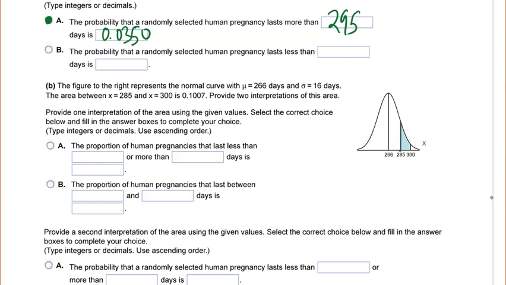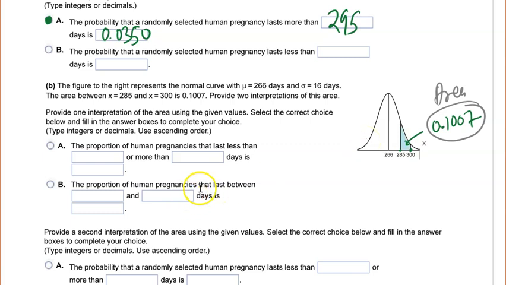And part B is similar, but you have an area between two values, 285 and 300 days. It gives you the area as 0.1007. Now this is the area between two numbers, and the numbers are days, right? For a similar question, interpret this number. What do you mean by this area? Again, you can interpret the area as a proportion, also as a percentage.